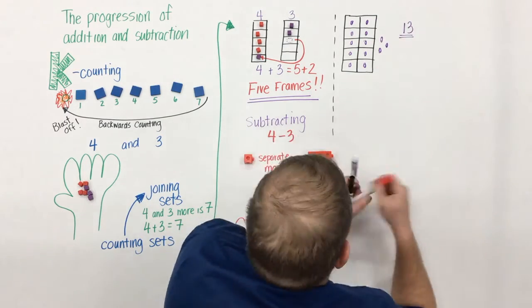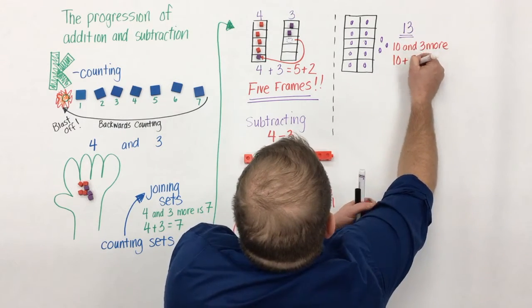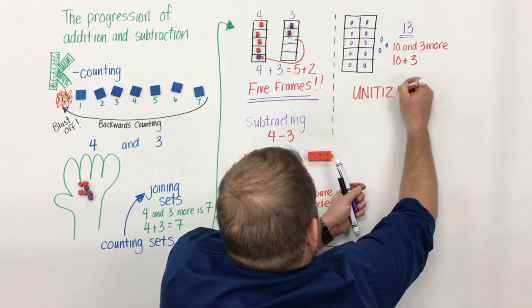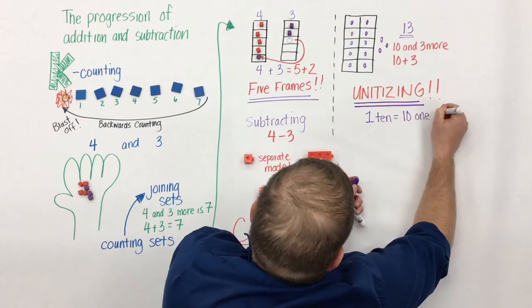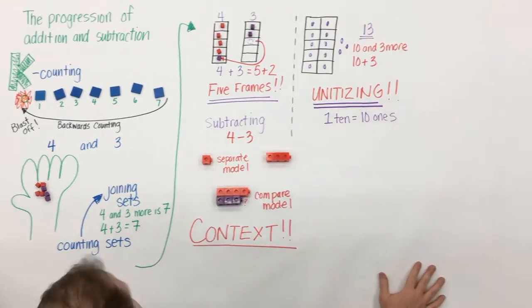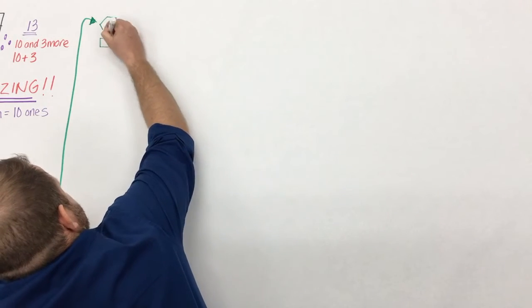and grouping things in 10. So here 13 could be seen and should be seen as 10 and 3 more, or 10 plus 3. It's here that this whole idea of unitizing is introduced. It's massive, and we need to make sure that students don't leave kindergarten and first grade without this understanding conceptually.